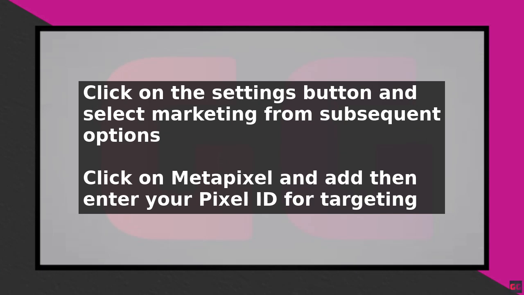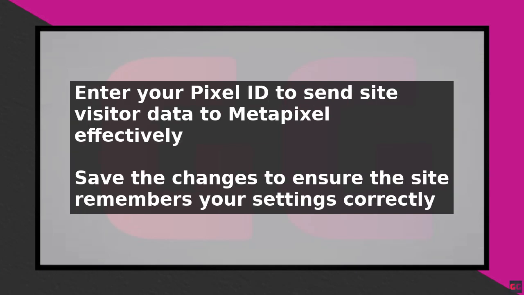Click on the settings button, then select marketing from the subsequent options, which also include website, domain, selling, brand, marketing, party tools, permissions, billing, and developer tools. Within the marketing section, click on Metapixel and add.